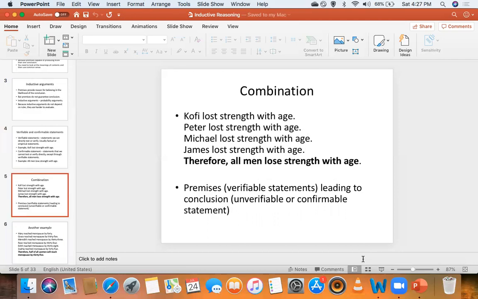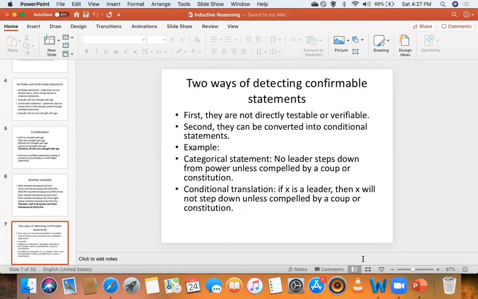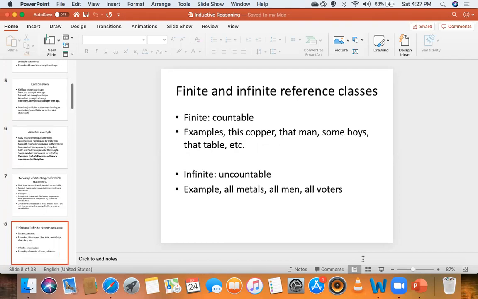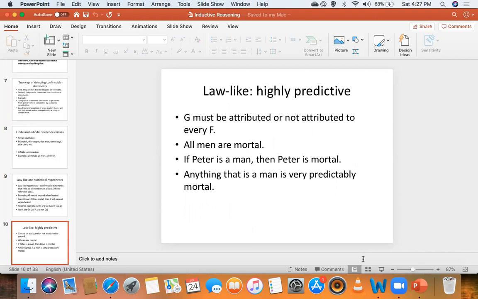The conclusion is not just called a confirmable statement, it's also called a hypothesis. Now we have two kinds of hypothesis. We have law-like hypothesis, we have statistical hypothesis. So those are the two kinds of inductive arguments based on strength. How do we detect confirmable statements? We saw that. And then the two kinds of hypotheses, the law-like and statistical, we saw their examples.